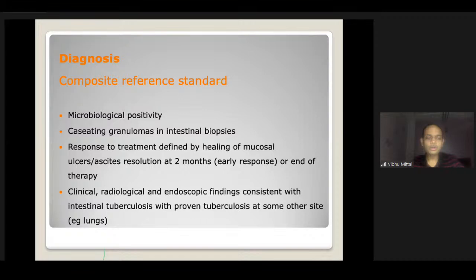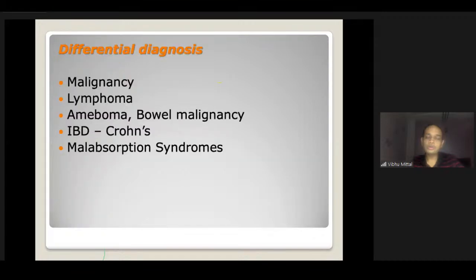The differential diagnosis of a particular individual, where we are keeping a differential of tuberculosis, would depend on the location of likely disease. So the differential diagnosis would be different for esophagus, stomach, pancreas, lymph node, peritoneum, or the bowel, the left side or the right side. But predominantly, we are concerned about malignancy, lymphoma. In right bowel, we would be concerned about amoeboma, bowel malignancy, again adenocarcinoma or lymphoma. IBD, Crohn's, as Sir had already mentioned, is a perennial problem for us. Is it tuberculosis, is it Crohn's, and some other malabsorption syndromes.